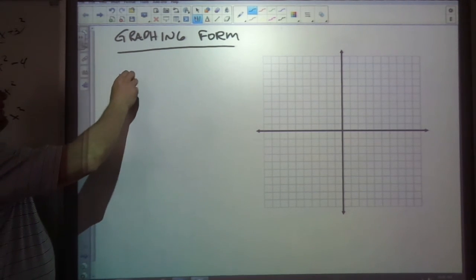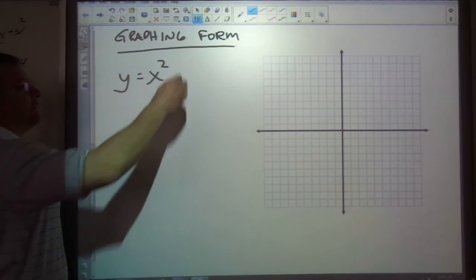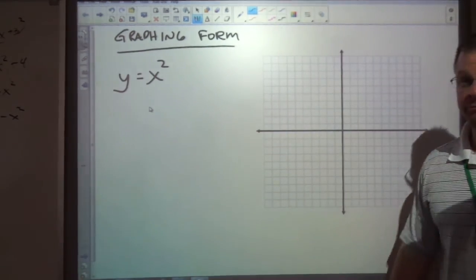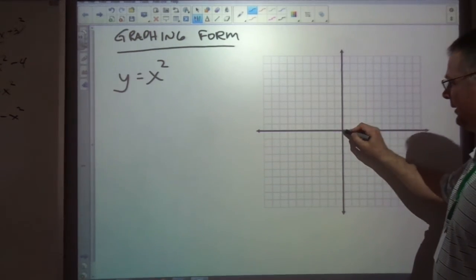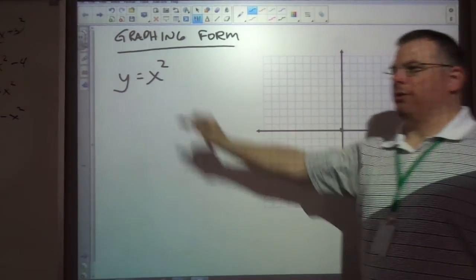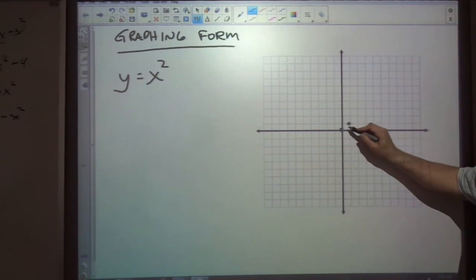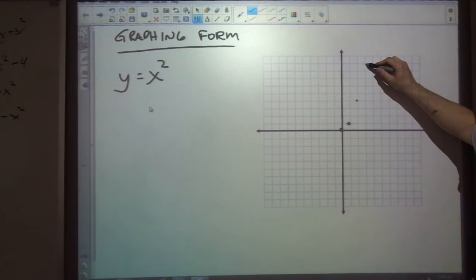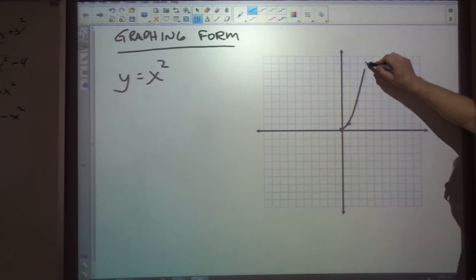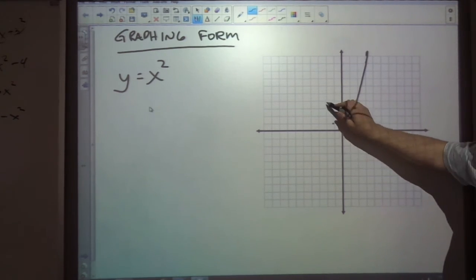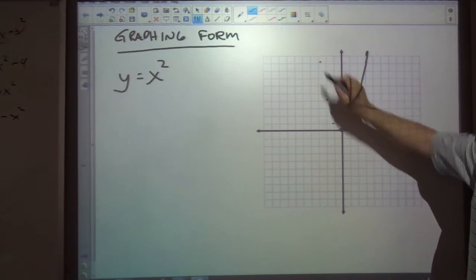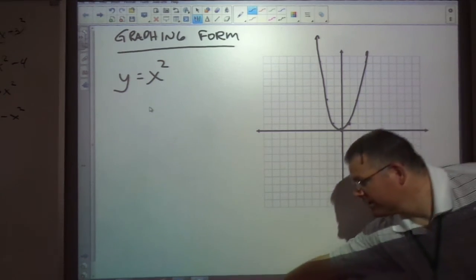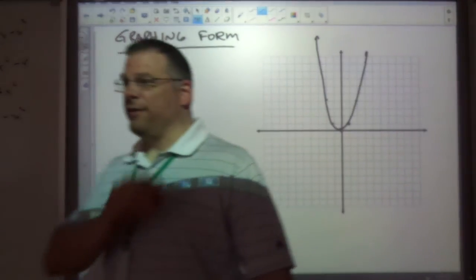So let's say we've got our normal parabola y equals x squared. Where's the vertex of that parabola go? Anybody? 0, 0, right? And then if you have 1 and you square it, 1 squared is 1, 2 squared is 4, 3 squared is 9. So our normal parabola is doing this, and it's symmetric, so it's doing the same thing over here. Something like that, right?